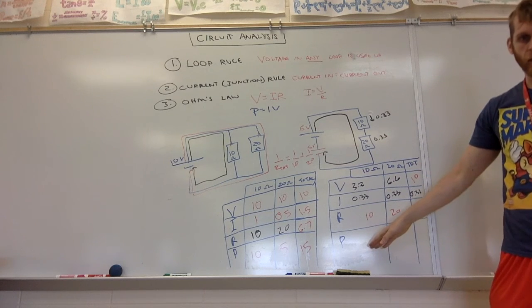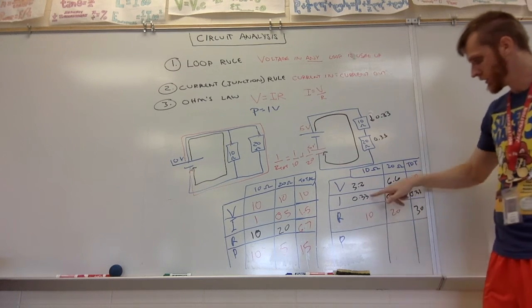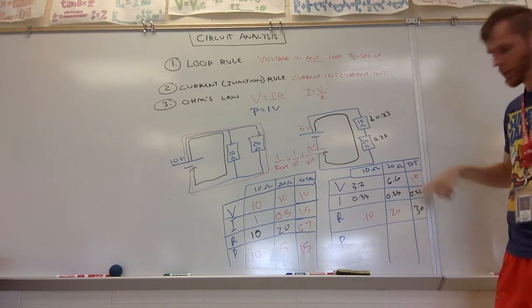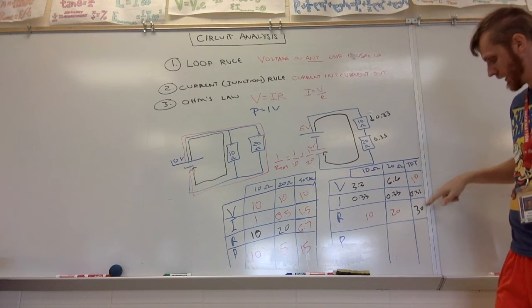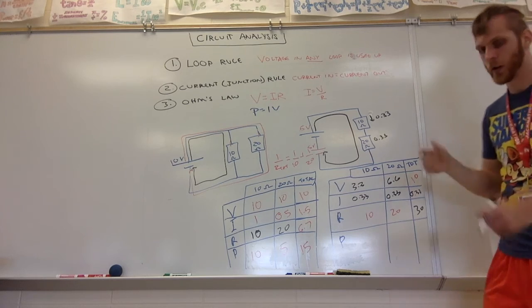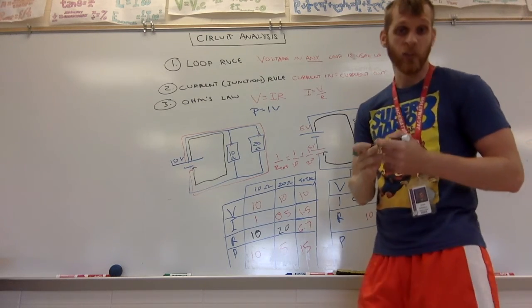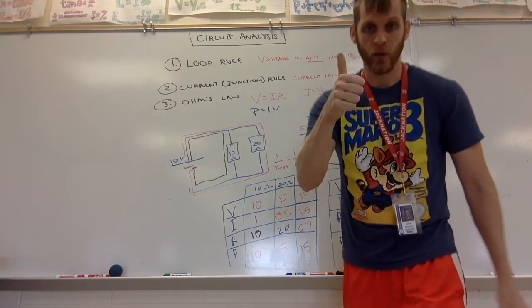And then once again, I can figure out my power, just use P equals IV. So I'll just do this times this to get my power, that times that to get my power, that times that to get my power, etc. And there's lots of ways to check your work for these. So hopefully that makes sense.